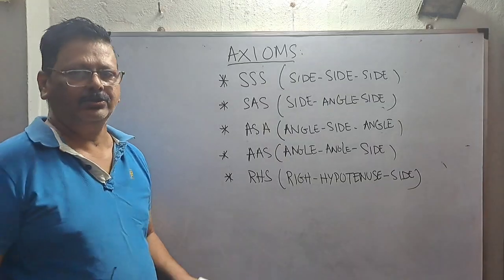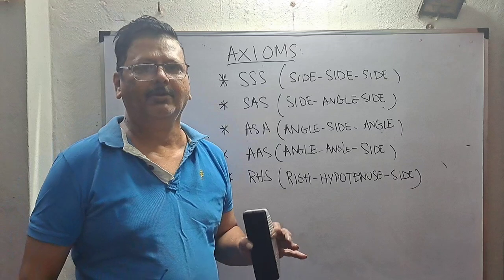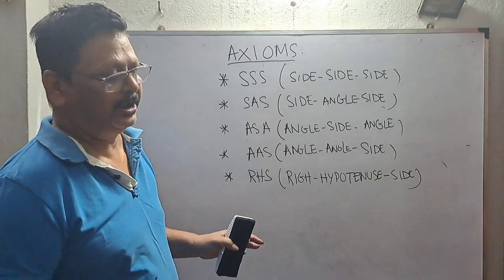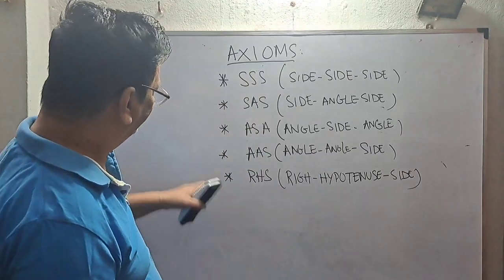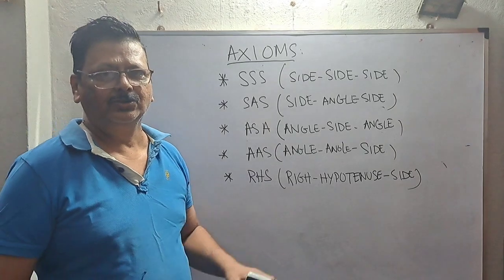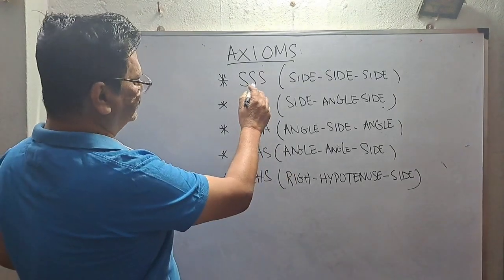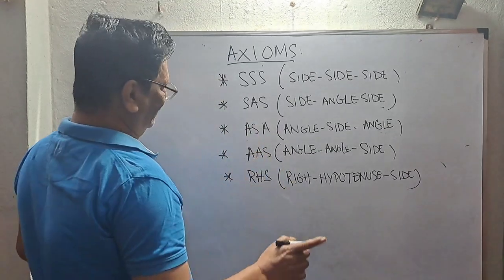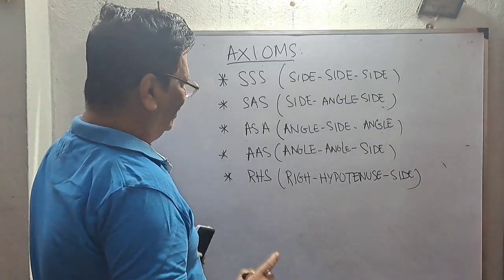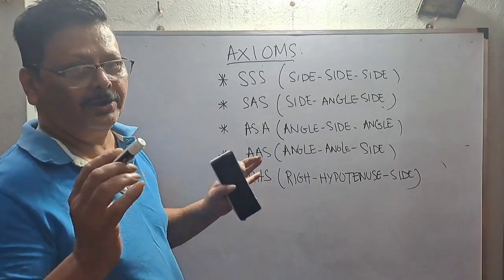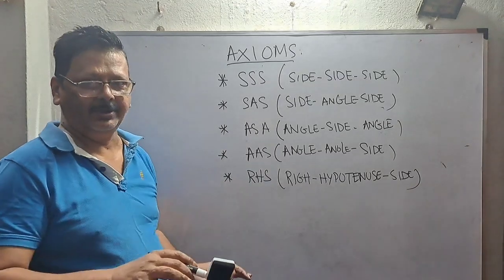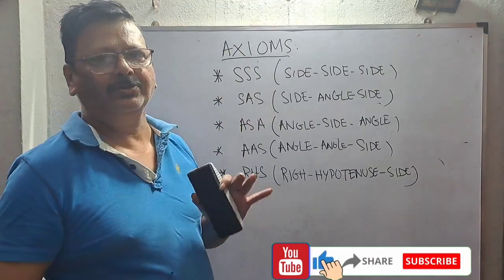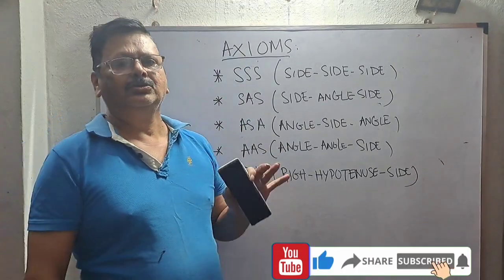Understood? Now we come to the rules of congruency. Two triangles will be congruent if they satisfy one of these five criteria. What are these criteria? One is called side, side, side. Second, side, angle, side. Angle, side, angle. Angle, angle, side. And right angle, hypotenuse, side. We'll discuss these separately. In the next class, we discuss all these axioms and how they are applied in proving two triangles to be congruent.